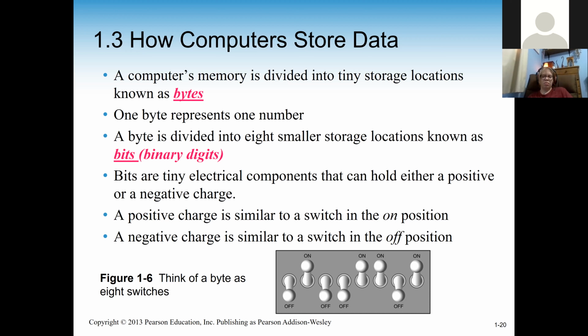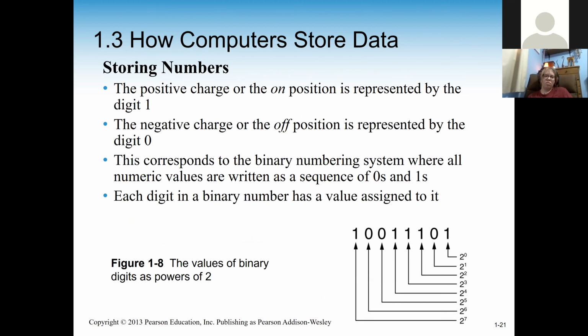Now what programming really is, is creating these data structures that we can interpret. So now we need to use this idea of these switches being on and off. How do we make sense of this? How do we represent numbers with this idea? So now the switches are really just representations of zeros and ones, okay? So let's imagine storing numbers. The positive charge or the on position is represented by the digit 1. The negative charge or the off position of the switch is represented by the digit 0.